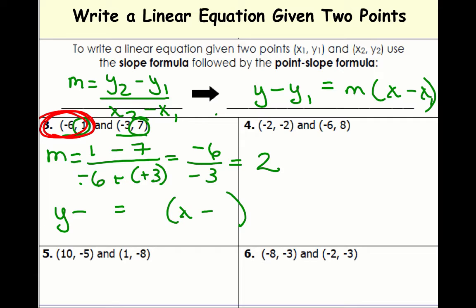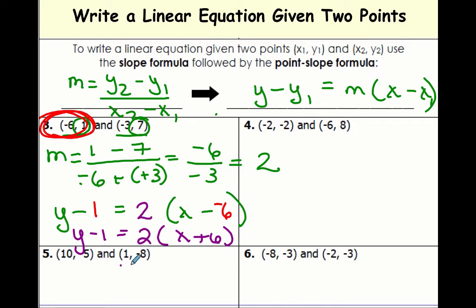So it says y minus the y, which is 1, and x minus the x, which is negative 6. And then I plug in my slope, which is positive 2. So I have y minus 1 equals 2 times (x plus 6), and it's simplified.